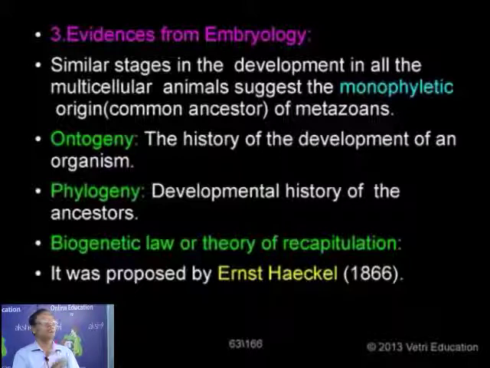So the zygote, then cleavage occurs leading to the formation of blastula, gastrula, then organogenesis. So all these stages are the same in different individuals. That is why the similar stages in the development indicate that we have a monophyletic origin. That means we have a common ancestor, particularly in the case of metazoans. So we are talking about the evidences.